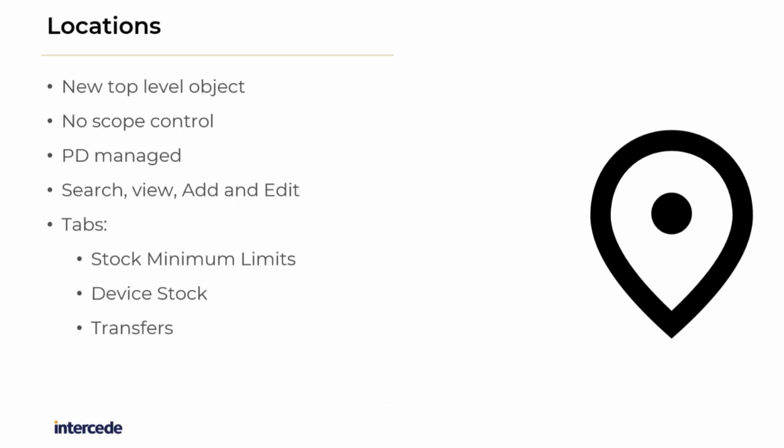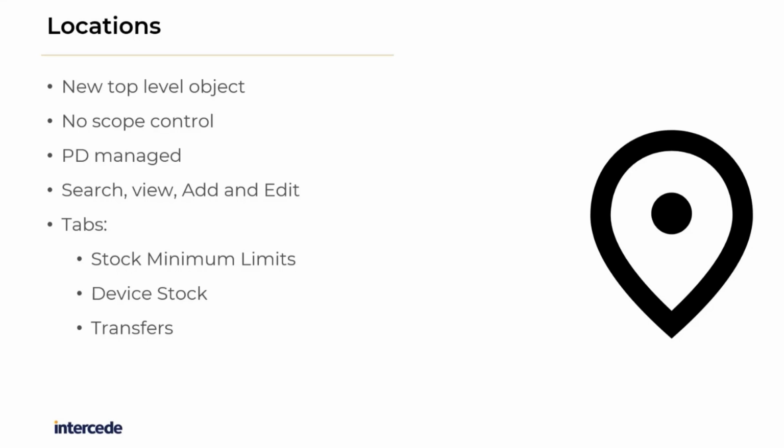So locations, these are a new top level object. They're manageable from the menu on the left. There is no scope control over locations. If you have access to any of them, you have access to all of them. They're extensible, which means you can use Project Designer to not only add new fields to them, but also change the form around to more meet your business goals.